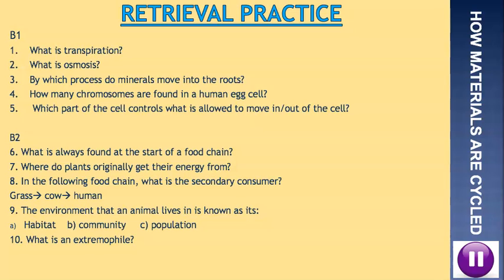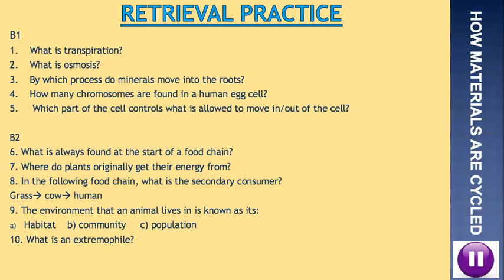Okay, so the next 5 questions are things that we've done more recently. So number 6, what is always found at the start of a food chain? That is a plant or a producer. Number 7, plants originally get their energy from sunlight. In the following food chain, the secondary consumer is the human. Number 9, the environment that an animal lives in is the habitat. And number 10, an extremophile is an organism that can live in extreme conditions such as acidic or extremely high temperatures or really high pressure.